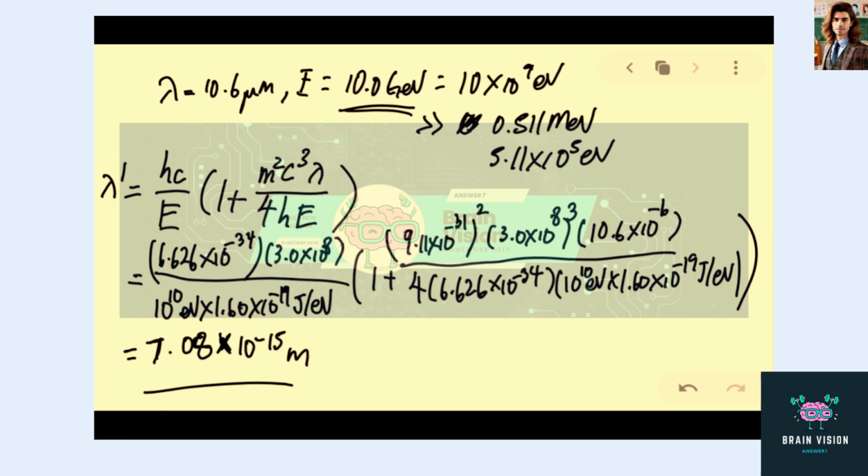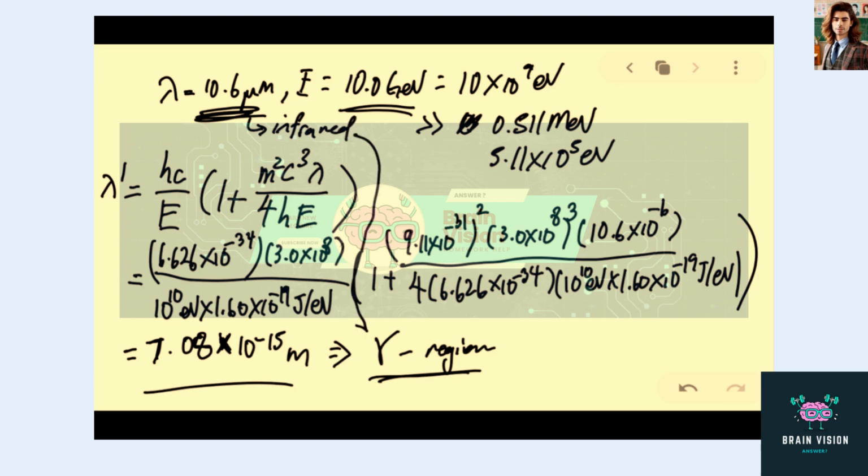Now this particular radiation wavelength is in the gamma ray region, which is very different compared to the initial wavelength of 10.6 micrometers, which is in the infrared. We have actually converted from infrared to gamma rays.